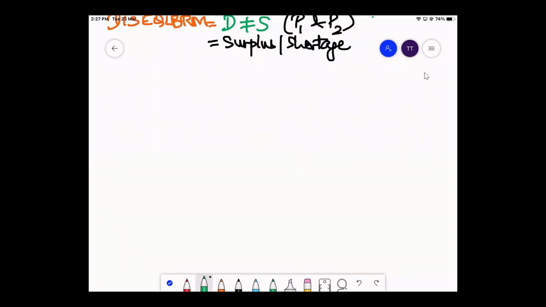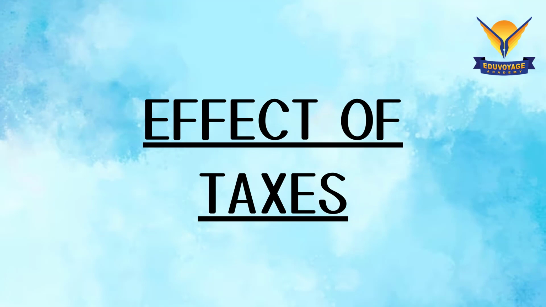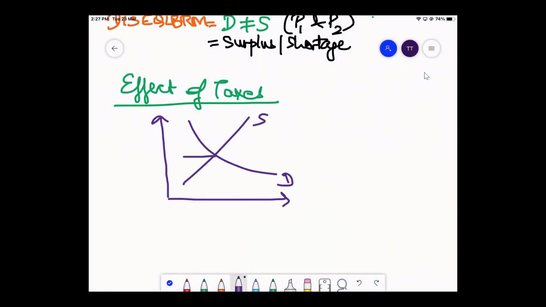So write the topic. We'll do the changes in demand and supply. So let's do the effect of taxes. Again, make a demand supply curve. That's your equilibrium, that's your price P and quantity Q, right? So this anyway you have to make in all your diagrams. Now what happens when the examiner asks you about taxes?